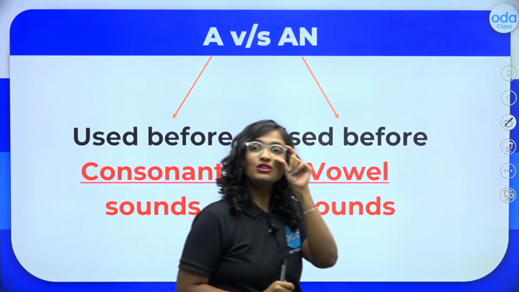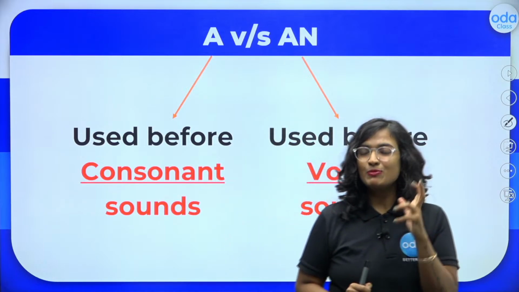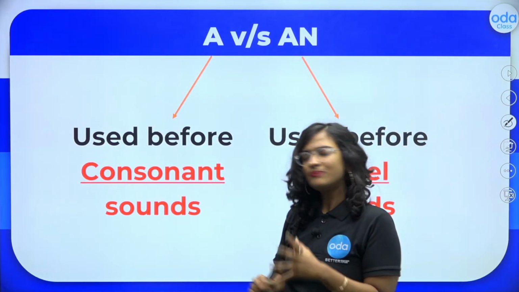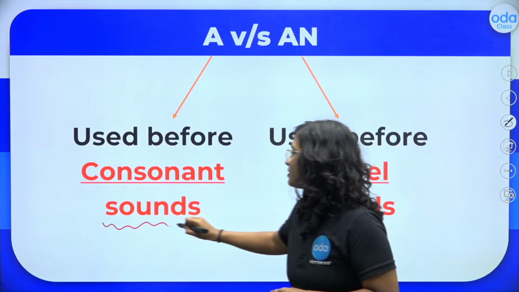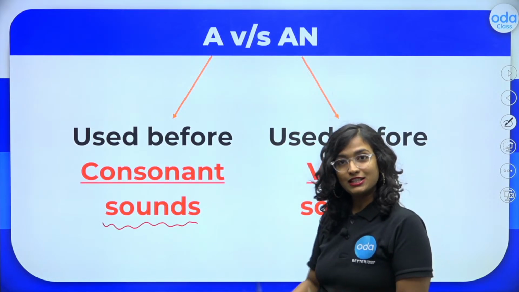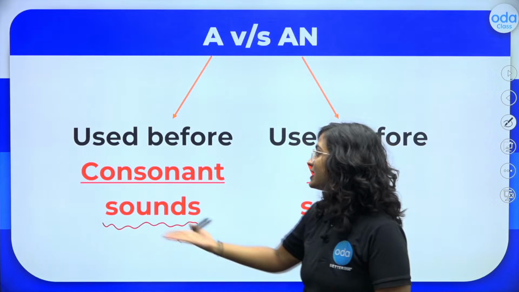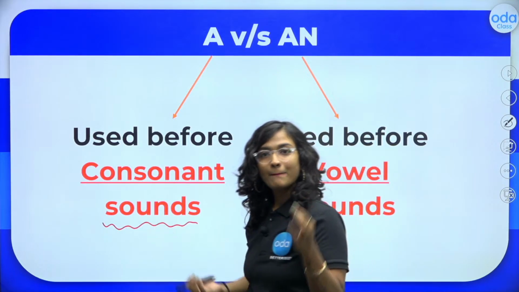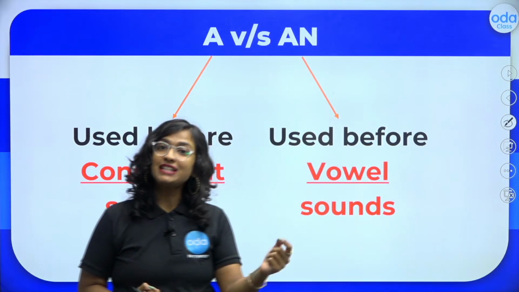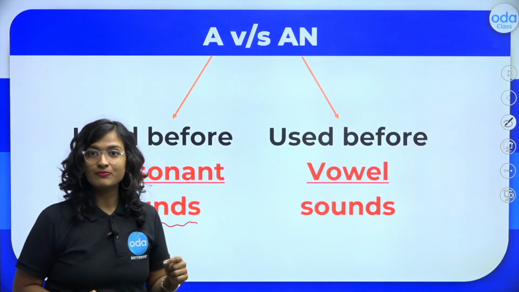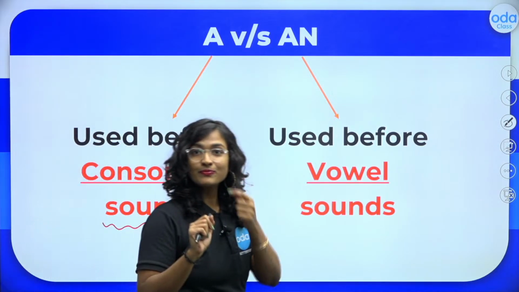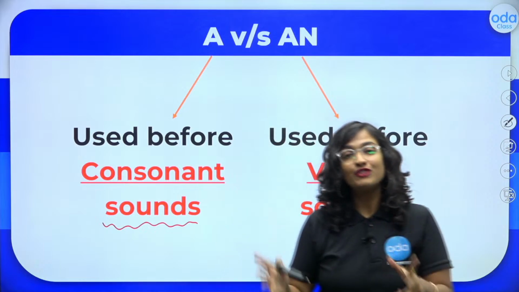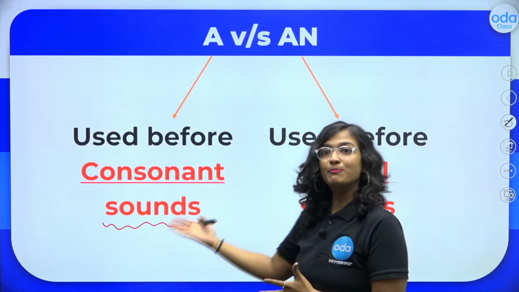And one of the most important things to remember, because kids often get confused here, is that we determine which of the 2 articles to use based on the initial sound, based on the very first sound that follows the article, and not the letter. I will show you, students, in a few examples why this is important.